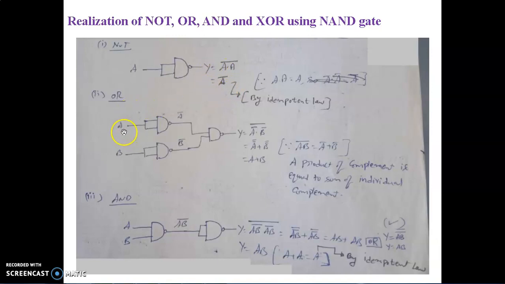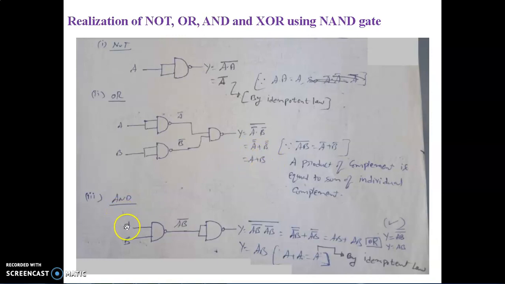Next is the OR function. A bar, B bar. Then the outputs of these two gates are given to the next gate. The final output is (A bar dot B bar) whole bar. Apply De Morgan's theorem. We get A double bar plus B double bar. A variable with double complement is equal to the variable itself. This is also one of the Boolean algebraic laws. So here these two complements cancel each other, which gives the variable itself. Therefore the final result is A plus B, which is the OR function.